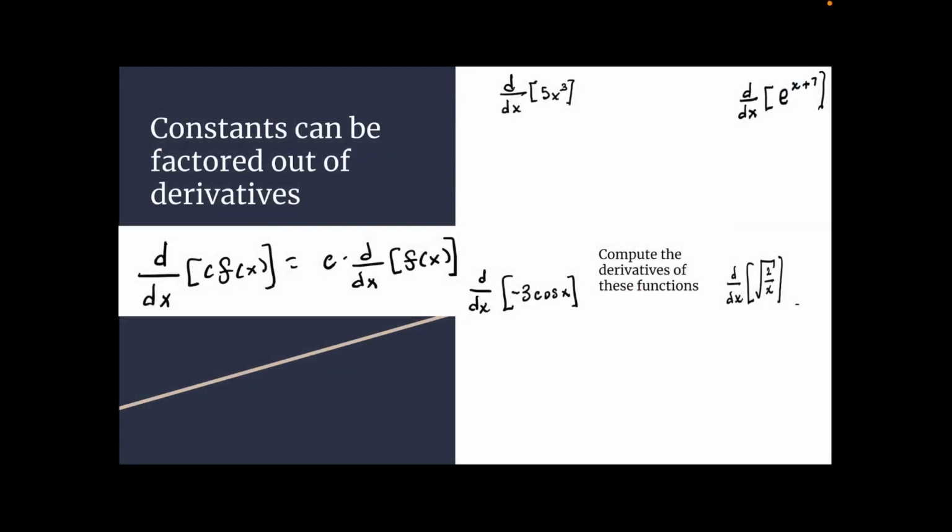So the first one is pretty straightforward, the derivative of 5x cubed. You just factor out the 5, you have the derivative of x cubed, and then you could use the power rule. You have 5 times 3x squared, which is equal to 15x squared.